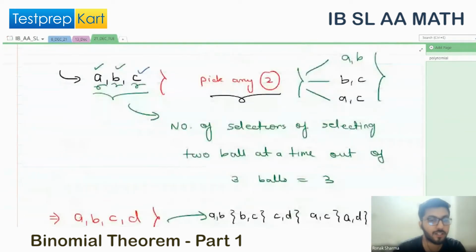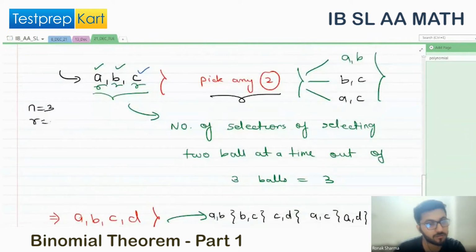We wanted to select two things at a time out of three things. So here n is 3 and r is 2. So we want to calculate the value of 3C2. Can you tell me what value you will get for the formula 3C2? Calculate it.